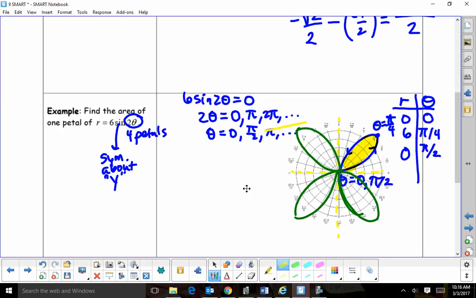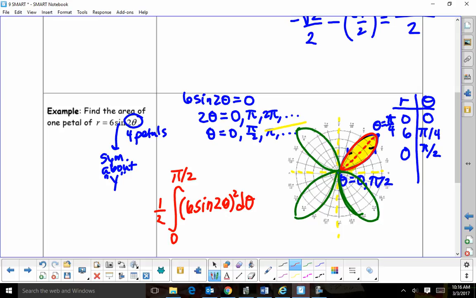Okay, so thinking about the symmetry then, just on this one petal, do I see symmetry? Mm-hmm. I can see that both of those halves are the same. So I have a few ways that I could set this up to find the area of one petal. I could take 1/2 and go all the way from 0 to pi over 2 of my r squared.